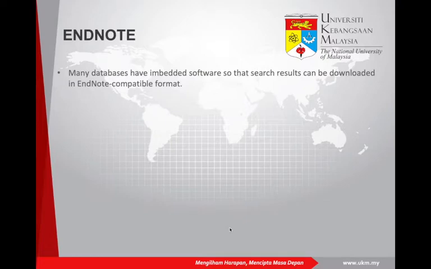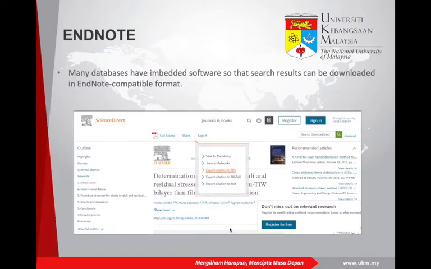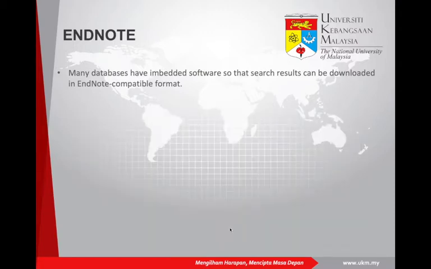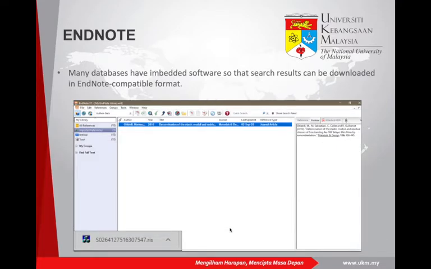In another way, many databases have embedded software so that search results can be downloaded in an EndNote compatible format. So you can automatically click on export and export the citation to RIS format. It will download in RIS format. Double click on it, and it will automatically open your EndNote, and the reference will be added at this imported references tab. You can find it in there.